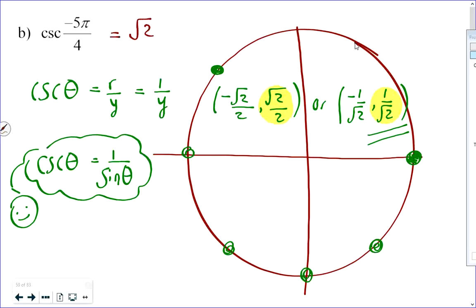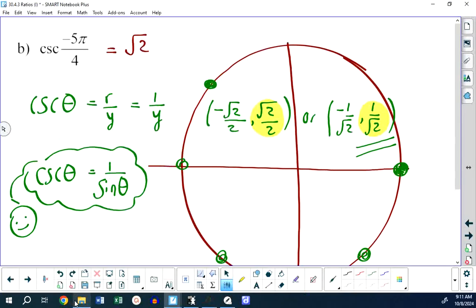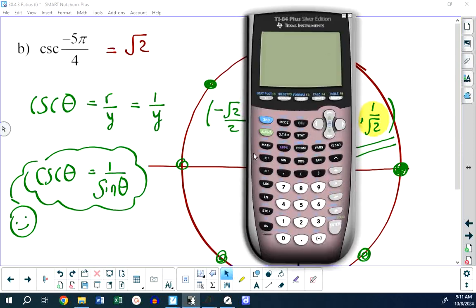If you had a cosecant button on your calculator, and you don't, and you entered cosecant of that, you would get root 2. I do want to demonstrate this to you. Take your calculator, let's put it in radian mode.